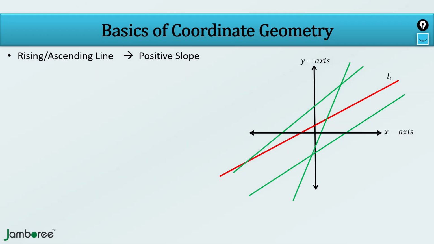Another way to determine it is a rising line is by taking any 2 points anywhere on the line and moving left to right. When I move from left to right, that is from A to B, my x coordinate would be increasing. When I'm moving from A to B, my y coordinate is also increasing in this case. So if there is an increase in the value of the y coordinate with an increase in the value of the x coordinate, my line is a rising or ascending line, and it will always have a positive slope.